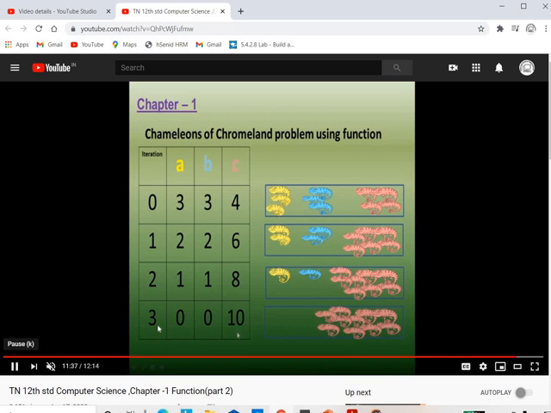What is the result? 0, 0. At the final, the two colors which were in the same number, A and B, become 0, and the third number has become the total of A plus B plus C. Yes, 3 plus 3 plus 4, so it is 10. So we achieved it, right?